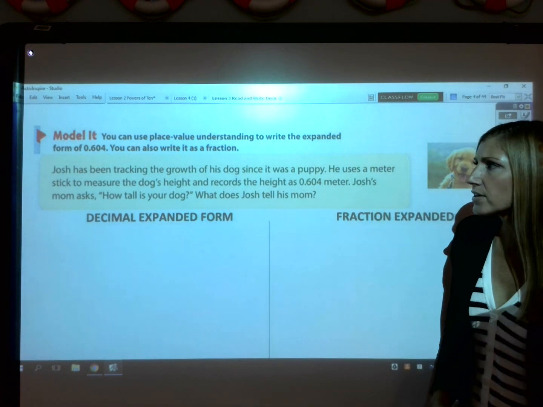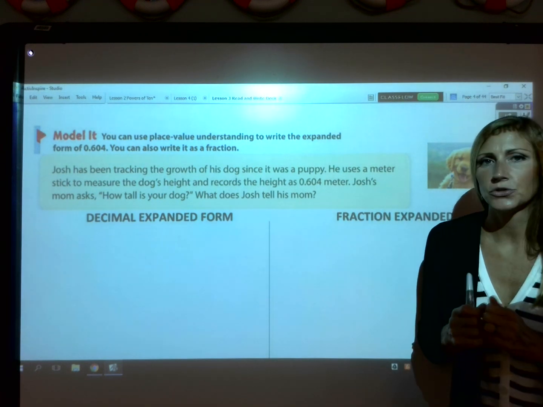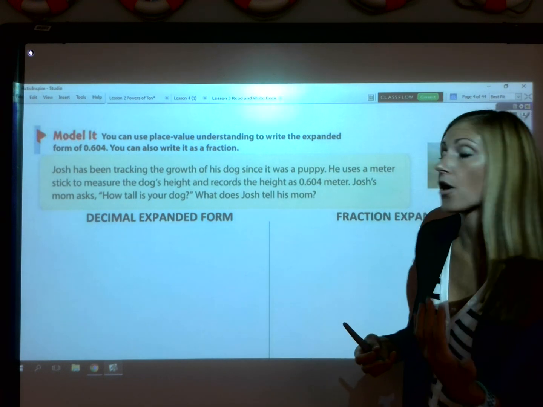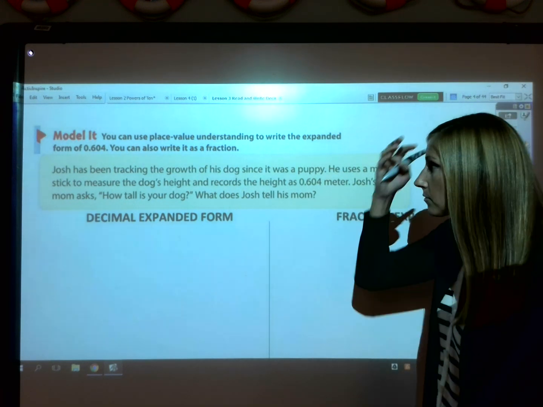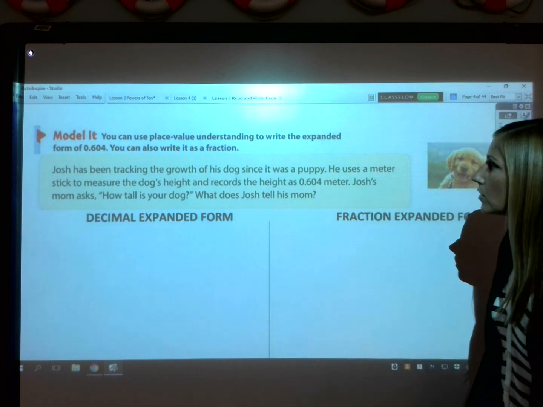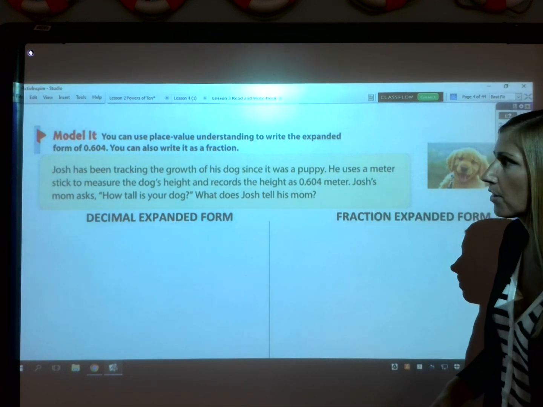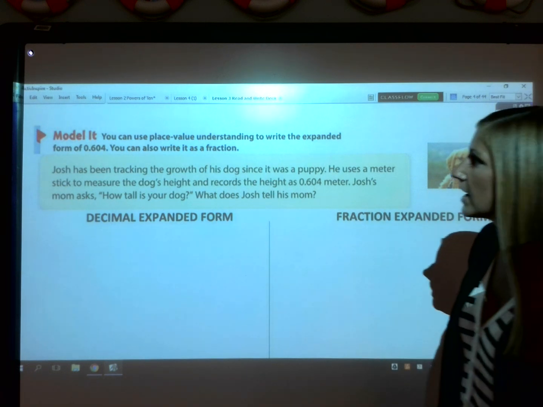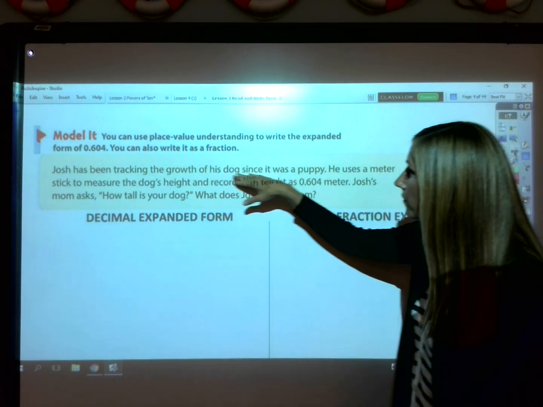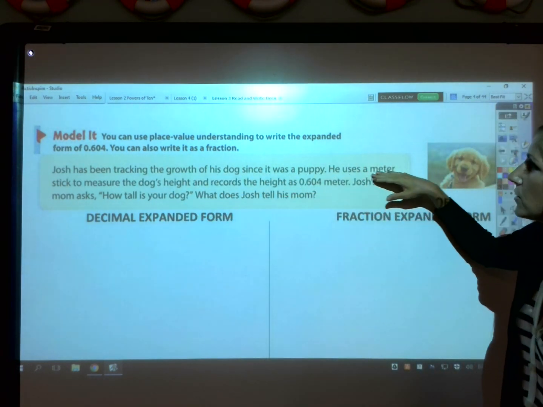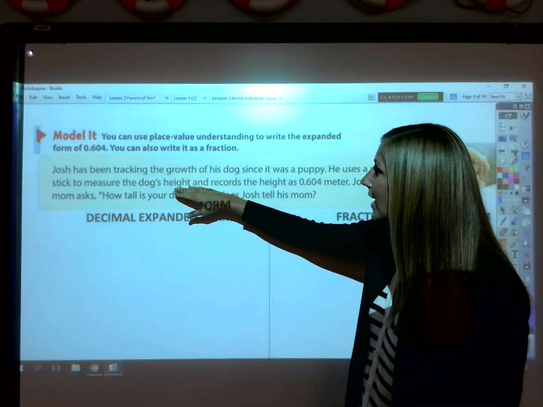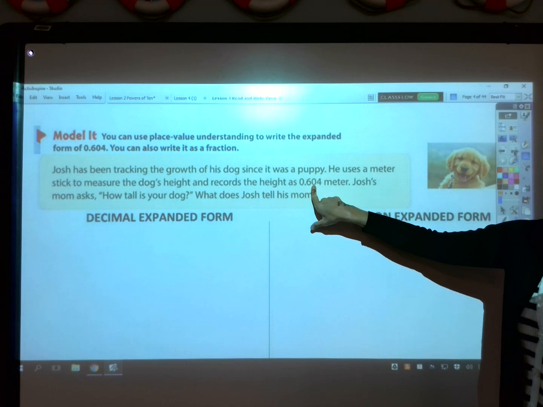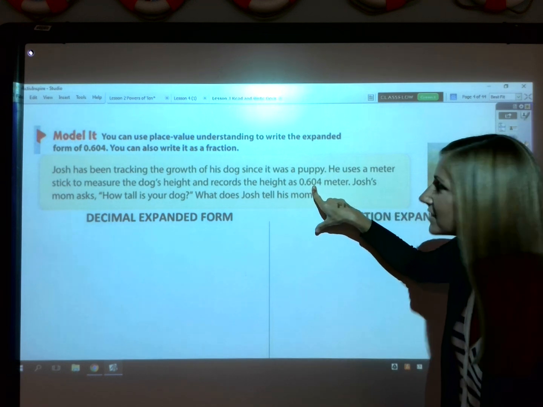So let's look at different ways that we are going to represent these numbers other than word form and other than standard form. So we have a story problem to think about this with. It says Josh has been tracking the growth of his dog since he was a puppy. He used a meter stick to measure the dog's height and record the height as, how do you read this number? Try it.